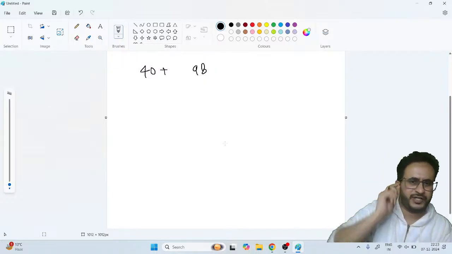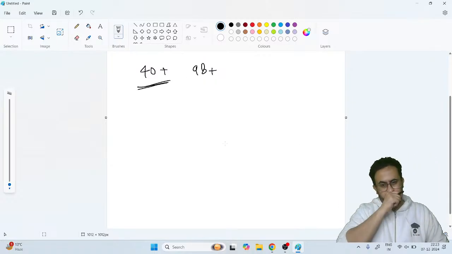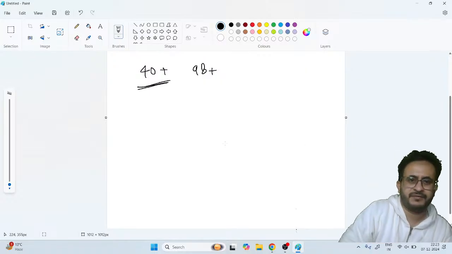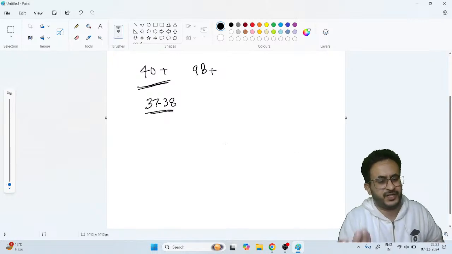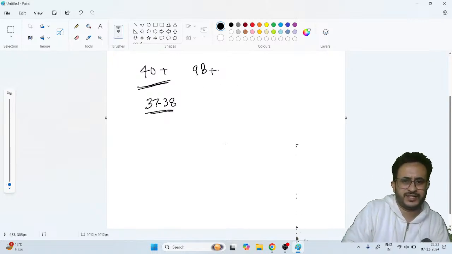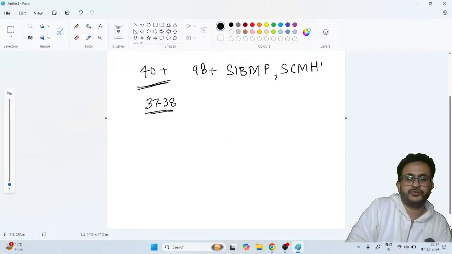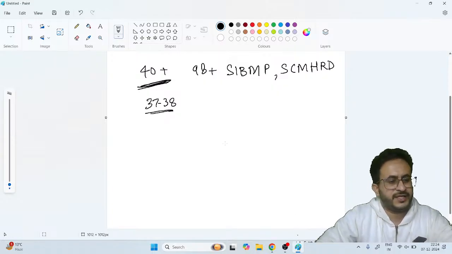Okay, so 40 plus would be 98 plus. So for SIBM, if you're targeting it and you've got 40 plus in this mock, that means you are at par with the SIBM level. And 37 or 38, as per my understanding, would be for other colleges like SIBM, SCM and HRD. If you are targeting them, you need a score of around 40 plus in this test. Now in the examination, the level may vary.